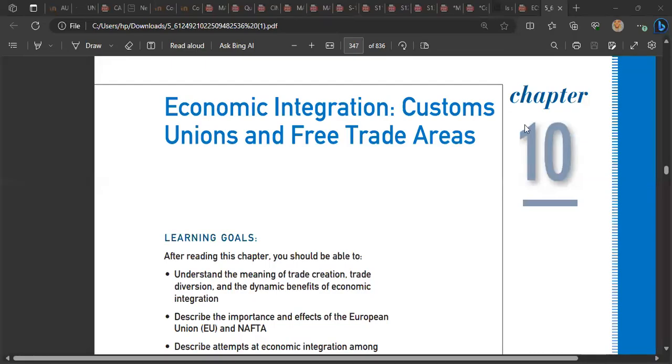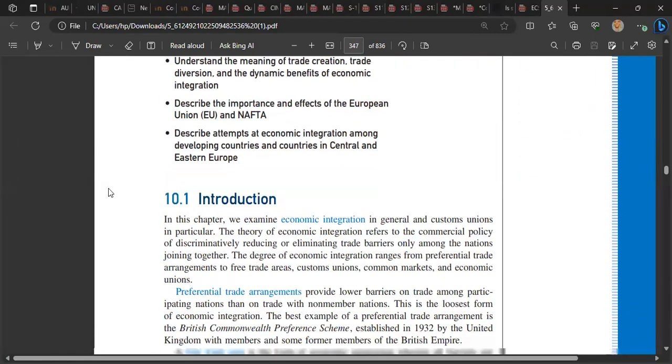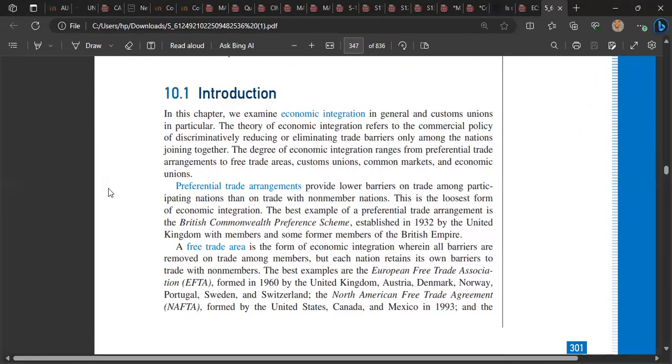All right, perfect. Today we are looking at economic integration, which has to do with customs unions and free trade areas. What I'm mostly going to be doing here is an analysis of two special graphs, beyond just the definitions of what some of these things are. Let's just cut to the chase. So, economic integration.